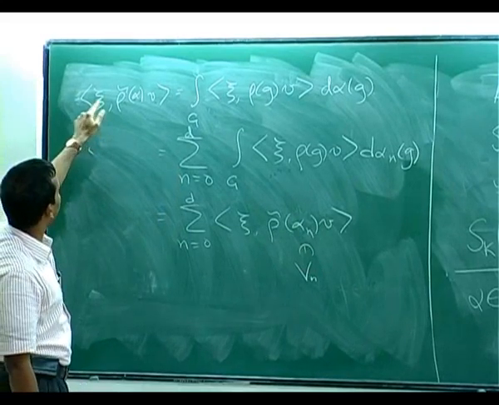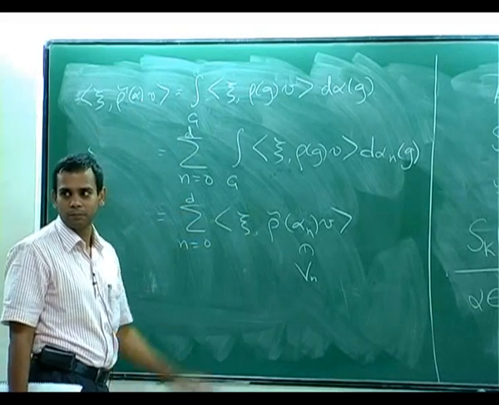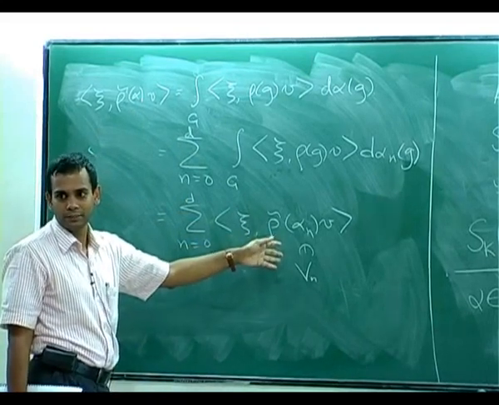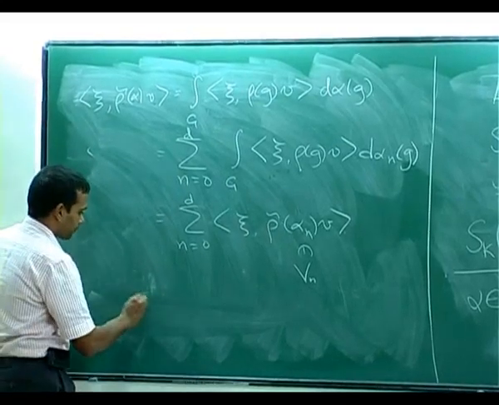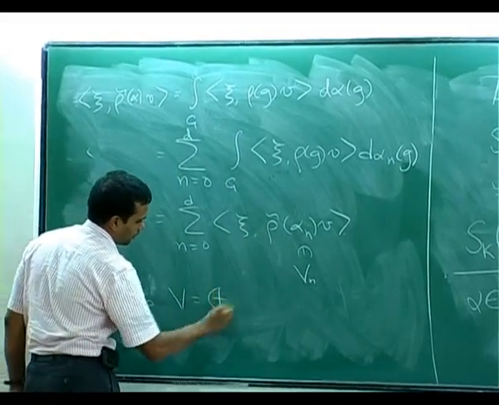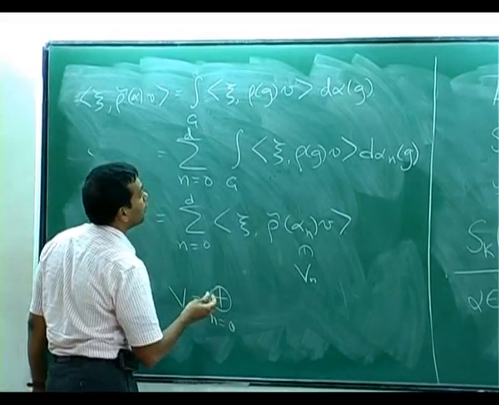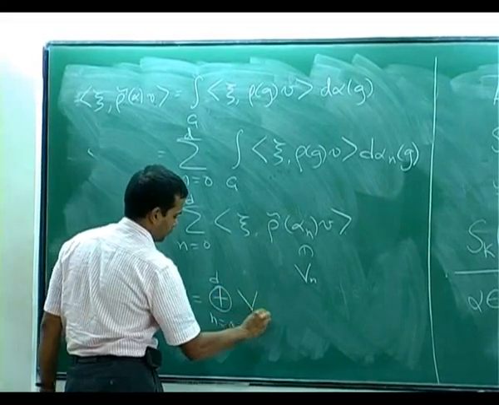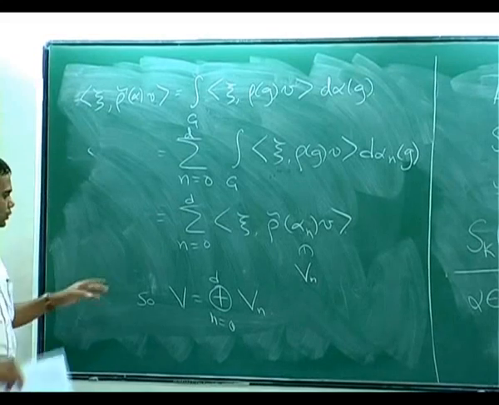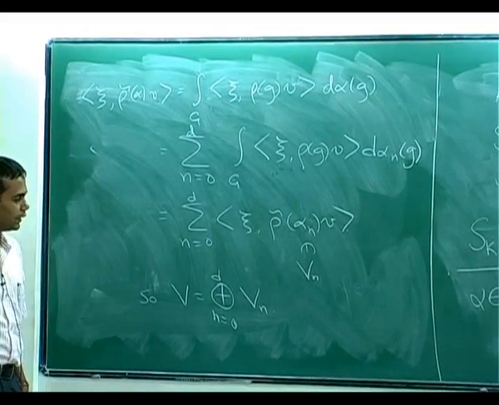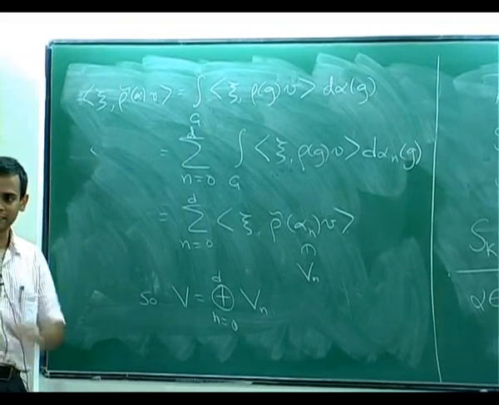And so this is saying that at least when evaluated against Z, every vector is a sum of its components from the different V_n's. But that's true for every linear functional Z. So that means that you have this. So if you start with a polynomial representation of GLMK, you end up with a polynomial representation of the Schur algebra in the sense that I said.